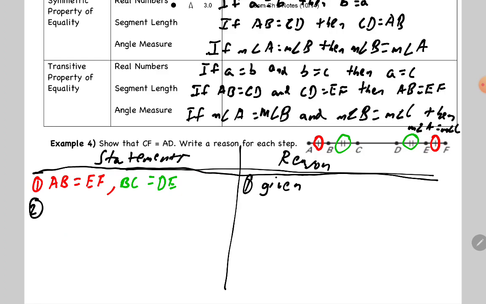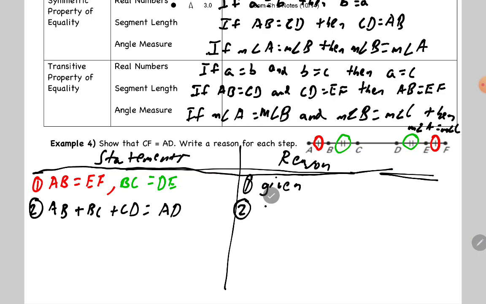So my goal is to get CF equals AD. So CF is this big piece, from C to F. And then we also want A to D. Okay. So first off, we need to get CF and AD. So let's start off with AD. How do I get AD? Well, to get AD, I do AB plus BC plus CD, and that'll give me AD.